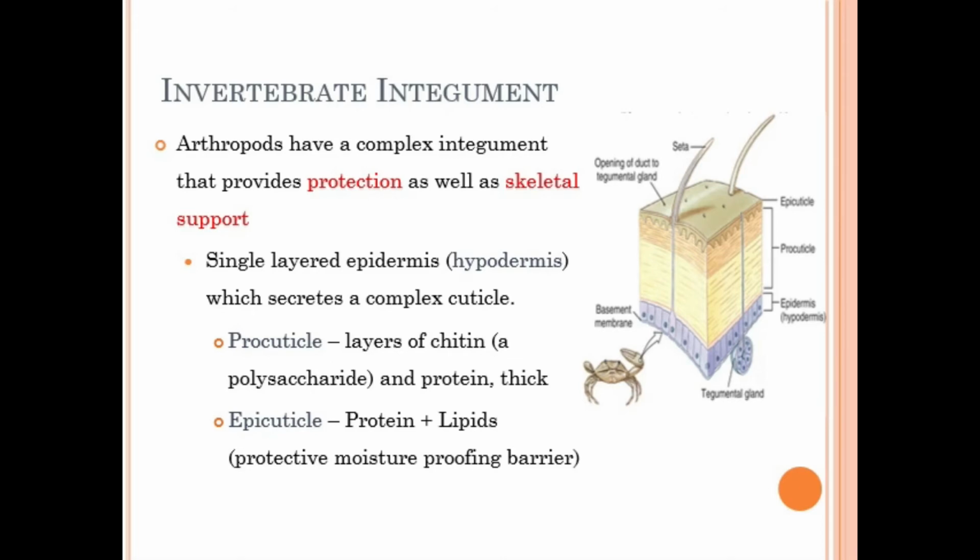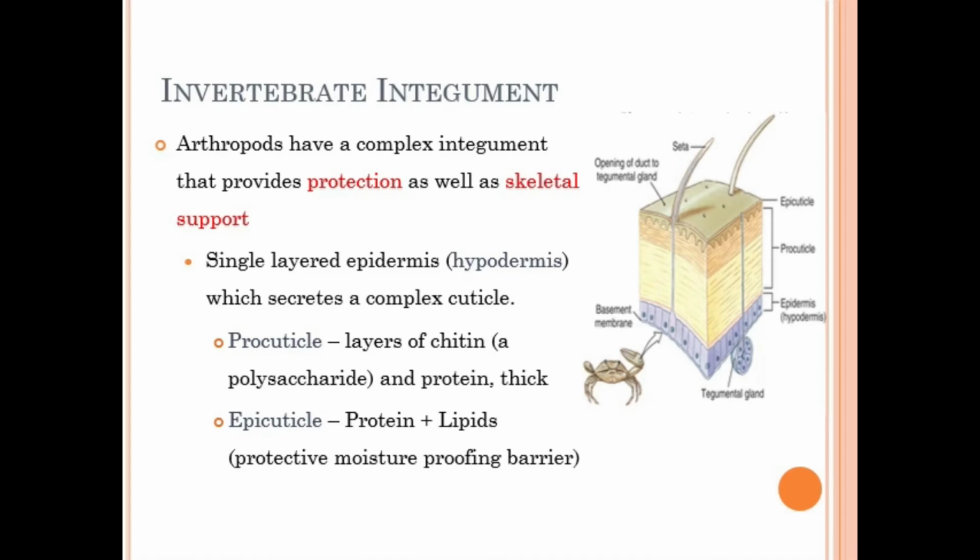That chitin layer has basically two parts, the procuticle and the epicuticle. The procuticle is the layer of chitin that is made up of polysaccharides and proteins. It is the thicker part. And then the epicuticle is on top of the procuticle, which is the thinner part, with protein and lipid composition to provide waterproofing and a barrier against water loss.